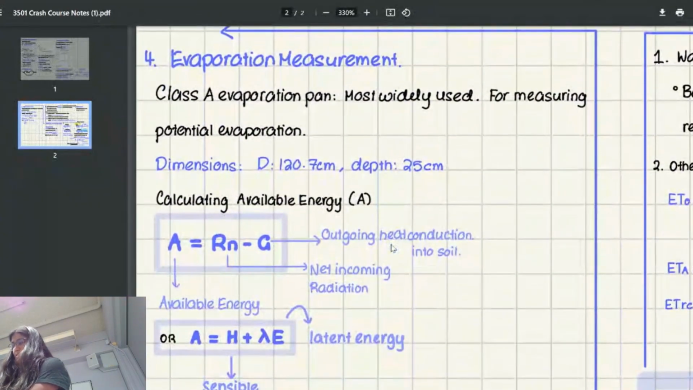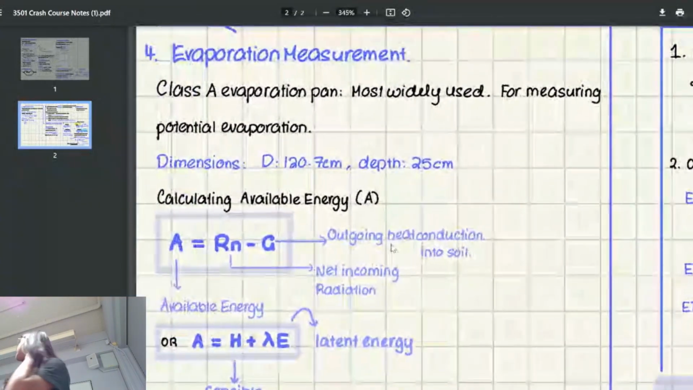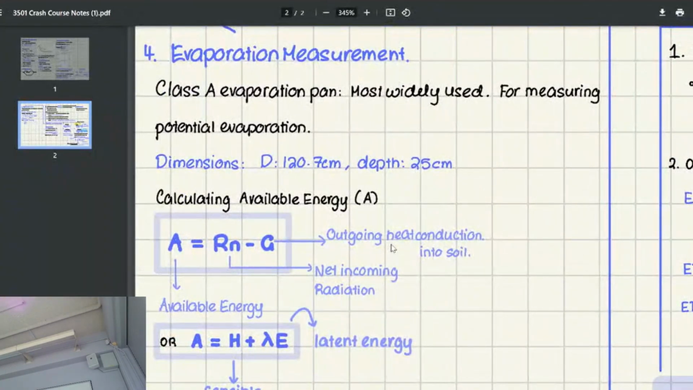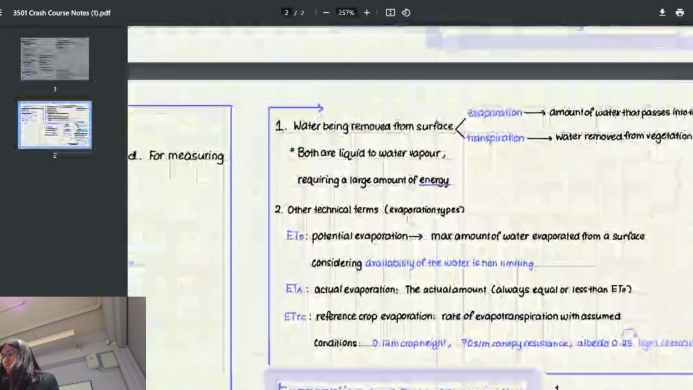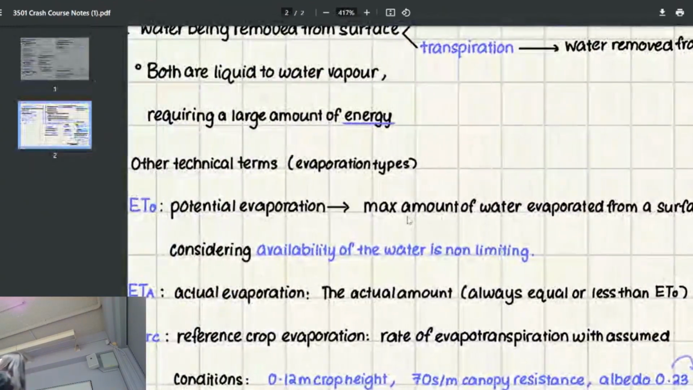Other than that, there's not too much going on in week 2 other than this, which is just the evaporation measurement techniques. You'll learn a few more techniques than what I've mentioned here, so this won't be all of it, but the one that you need to be really familiar with is the Class A evaporation pan technique, because it's the most widely used, and it's used for measuring the potential evaporation, which, if we want a reminder, is this one here. So the maximum amount of water evaporated from a surface, considering the availability of the water is non-limiting.